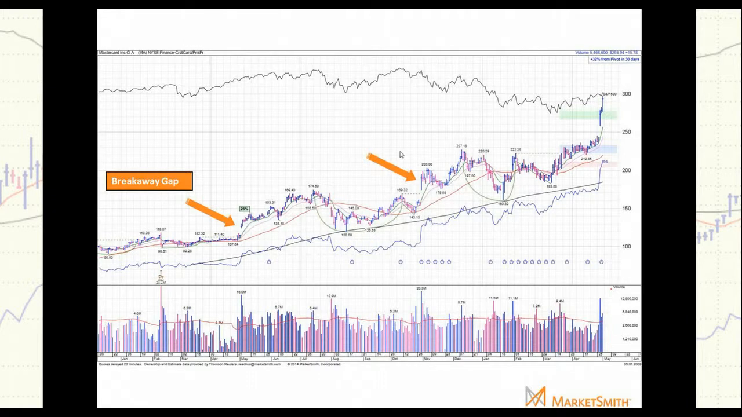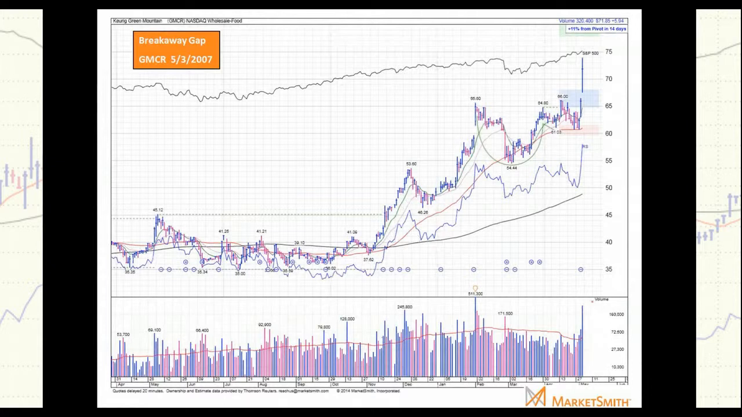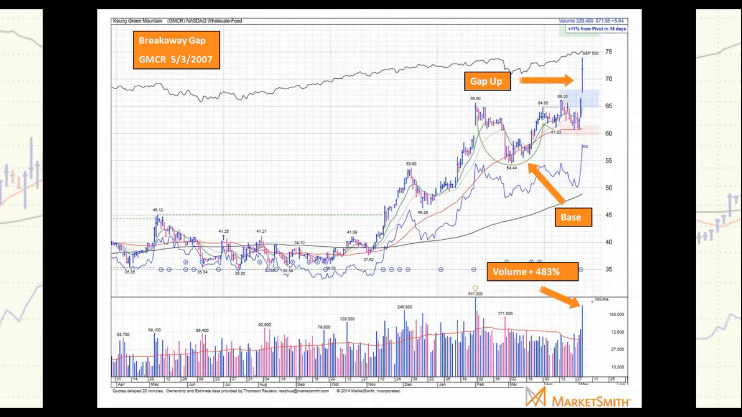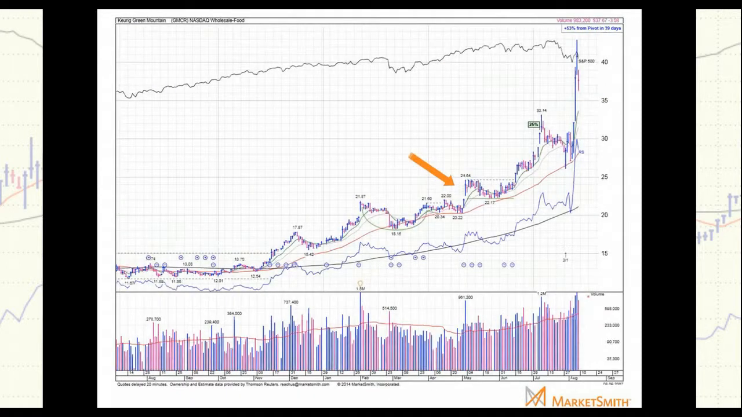And guess what? There was another breakaway gap over here too. Formed base, gaps up. Okay, so that's a breakaway gap. Now here's another example of a breakaway gap. Green Mountain Coffee Roasters are actually now Keurig Green Mountain. That's going to take a little while for me to get used to right there. But once again, a base, a gap up, which is really just a more powerful breakout on big volume. Okay, and this one, it really didn't go that far.